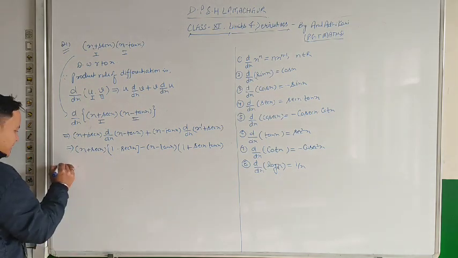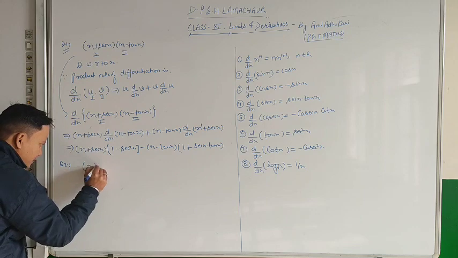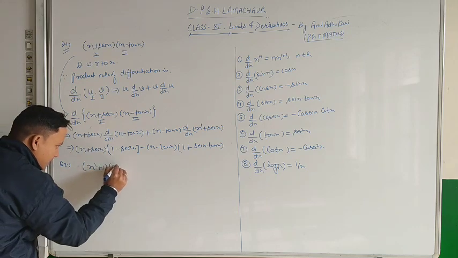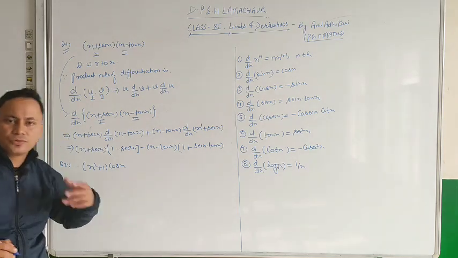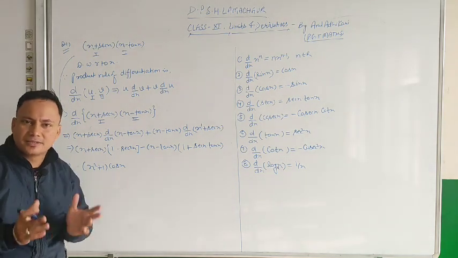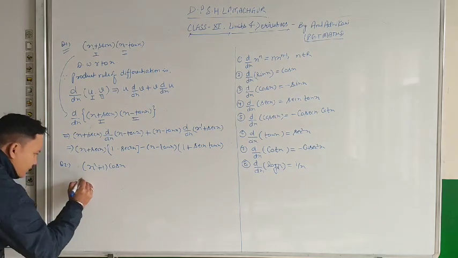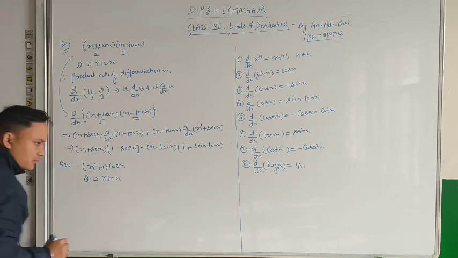Now the second question I am taking. The second question is (x square plus 1) times cos x. This is the given function, and we need to find the derivative of this function, or you can say differentiate it with respect to x. Both have the same meaning. Differentiate with respect to x. You have to write this line.